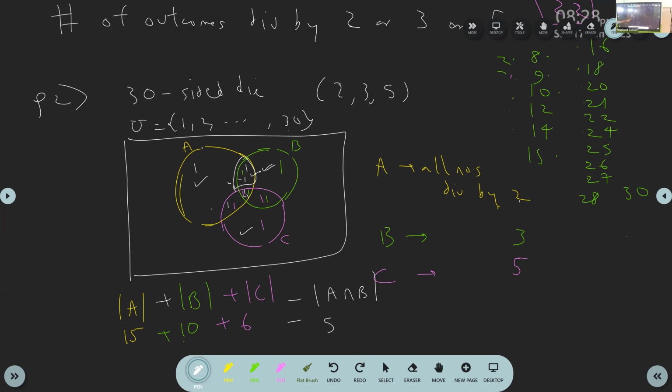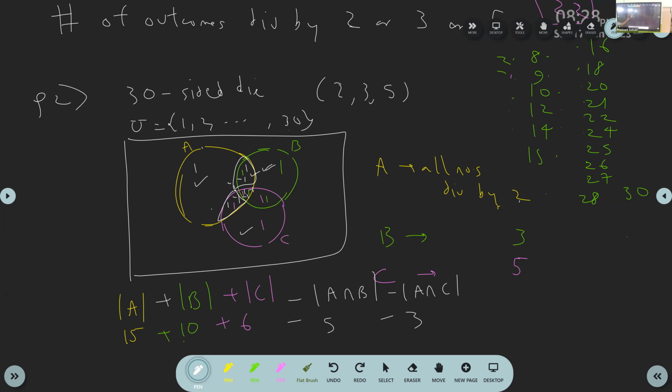Let us say yellow and pink. That is A intersection C. How many elements will that have? 2 and 5, so 30 by 10. So 3 elements. And so again I have to subtract 1 from here. See this region, we have done plus 2 minus 1. And now finally this region also, right?